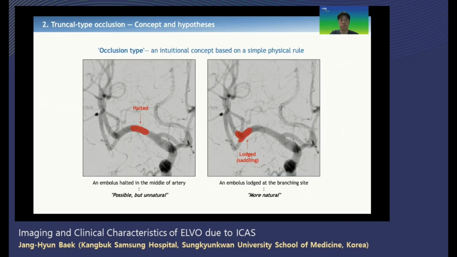The next finding is the truncal type occlusion. Truncal type occlusion is one of the occlusion types which was derived from a hypothesis based on a simple physical rule. Let's think of an embolus or a clotting thrombus.